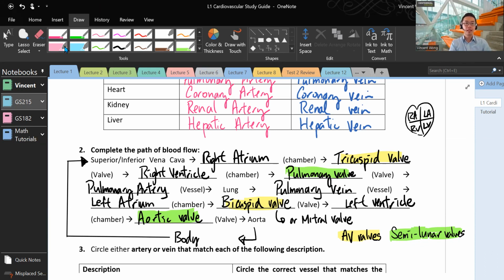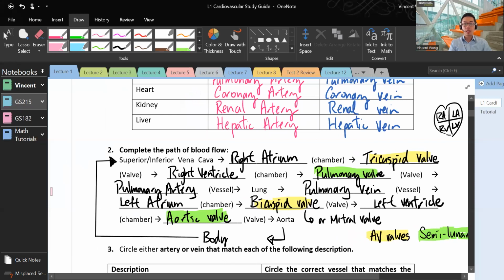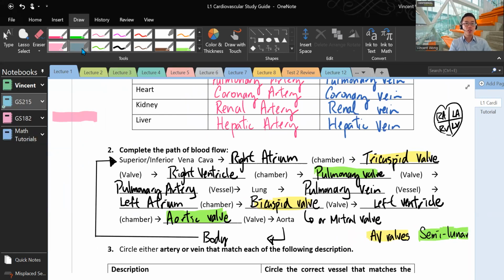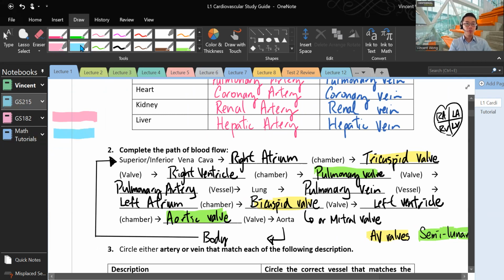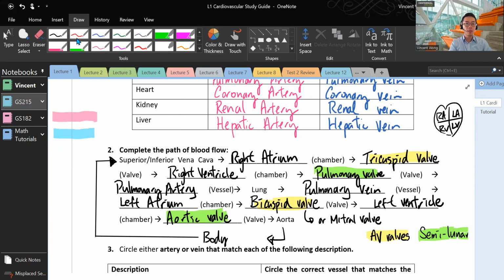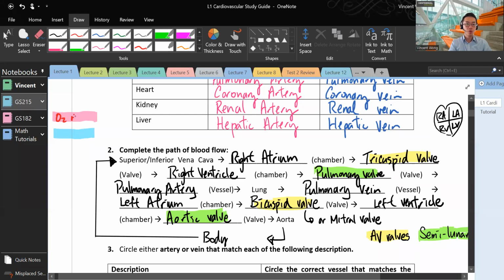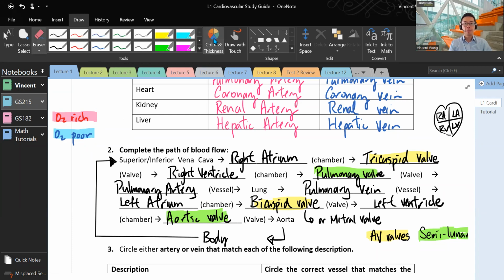Okay. I'm going to add some more colors here. We're going to use red for oxygenated blood and blue for oxygen poor blood. So this is O2 rich and this is O2 poor. Okay, it doesn't mean it has 0 oxygen. It still has some. It's just not as much.